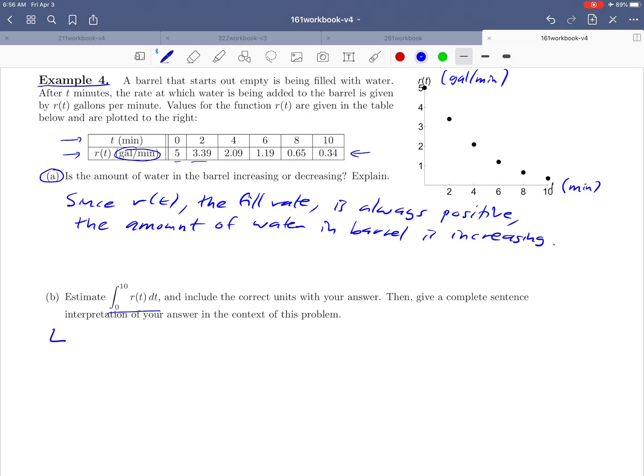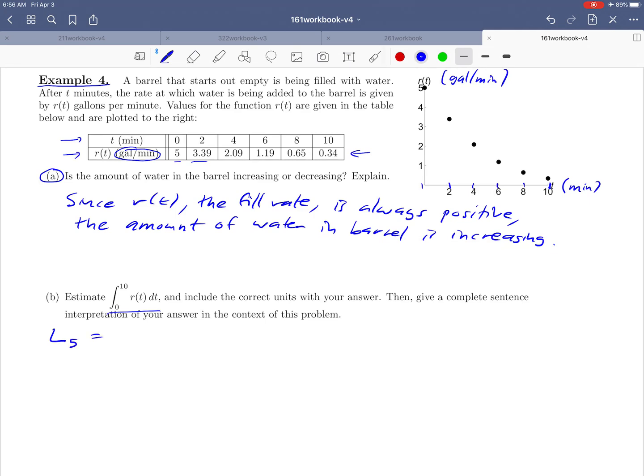They don't tell us how many rectangles to use, which means we get to pick it ourselves. And so let's choose a convenient number of rectangles based on our data. We're going from 0 to 10. We've got data every 2 minutes in this case, so it's natural to use 5 rectangles. Our data splits that interval naturally into 5 pieces.